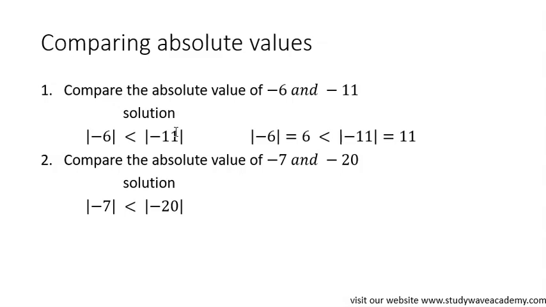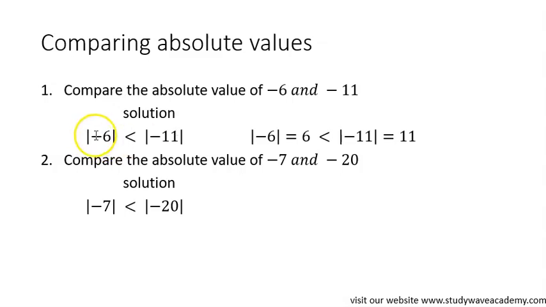Now we have -6 and -11. If we're leaving them at -6 and -11, you know that -6 is greater than -11. But now we're asked to compare the absolute value of -6, which is the positive value of 6, and the absolute value of -11, which is the positive value of 11. So 6 is less than 11 and 11 is greater than 6. Okay, do you understand that?